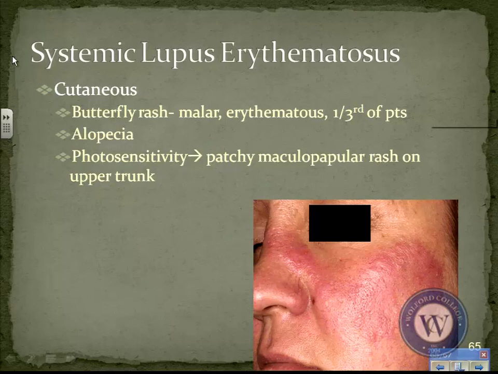Cutaneous-wise, you get this butterfly rash, malar rash, that's the way it's called. Photosensitivity, these people have patchy maculopapular rashes on the upper trunk and on exposure to sun.